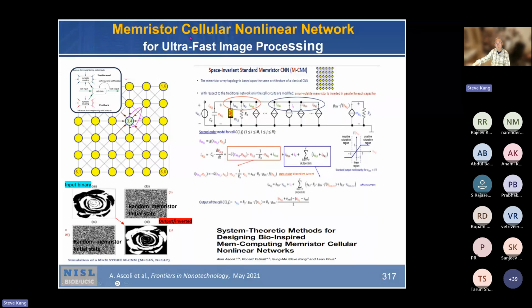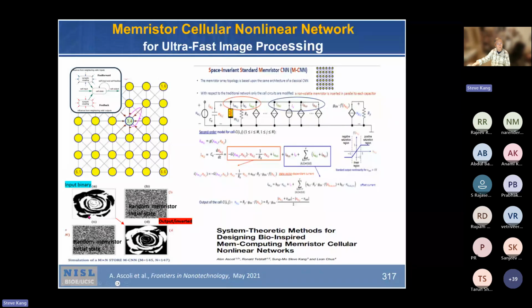Cellular, not neural network, but this is a cellular nonlinear network. Each node here is implemented by this circuit here. This is L08's work, published in 2021. And in this module here, you embed a memristive device here. And this is a complex state equation. And it turns out it's a very, very fast way to do this.